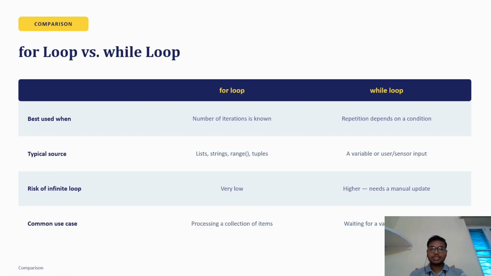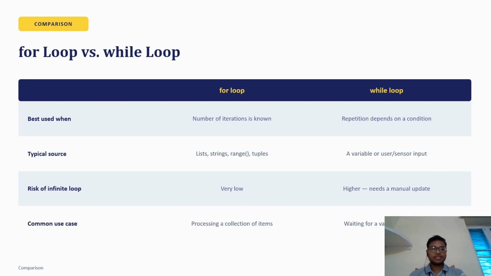Again, the second one is typical source. Typical source means a list, string, range, or tuple, where we have to write code that deals with these. Then we use a for loop. When it is a variable or user input, then we use a while loop.